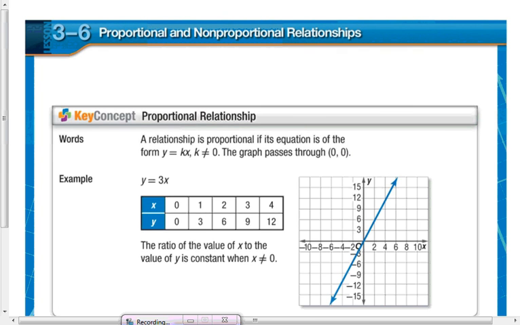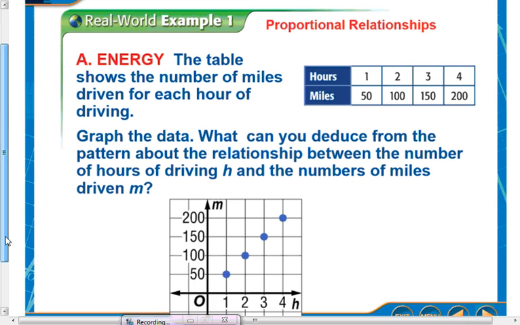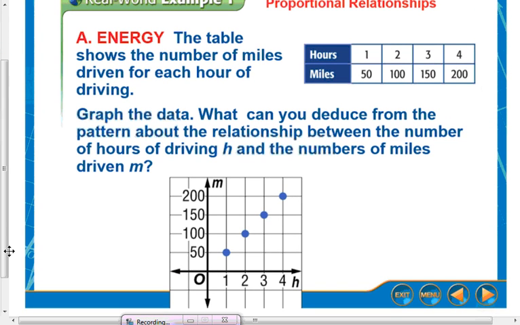All right. Let's look at our first example. This is example number 1 regarding energy. The table shows the number of miles driven for each hour of driving. Graph the data. What can you deduce from this pattern about the relationship between the number of hours driving and the number of miles driven?